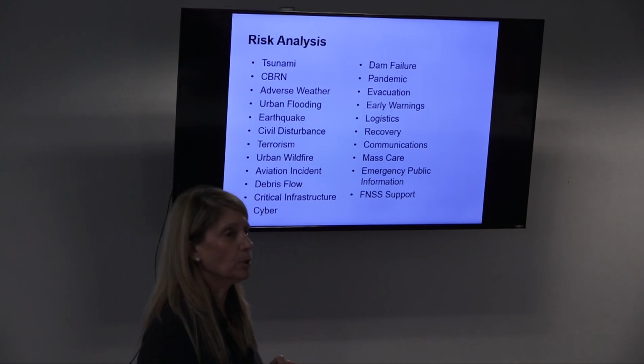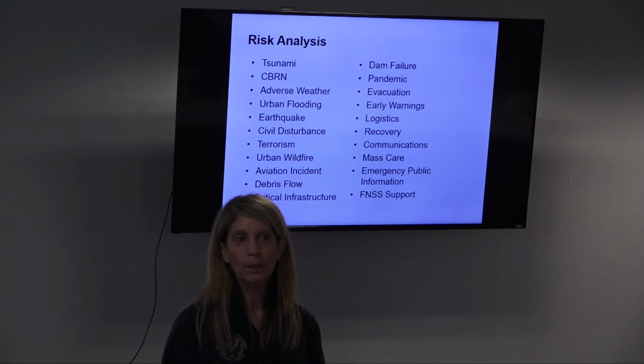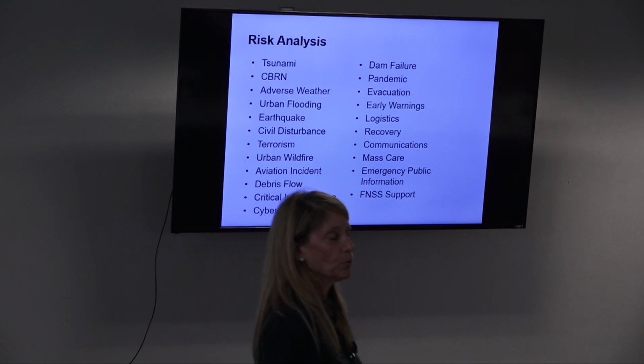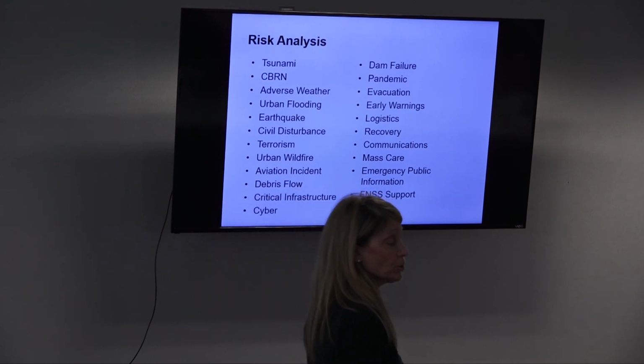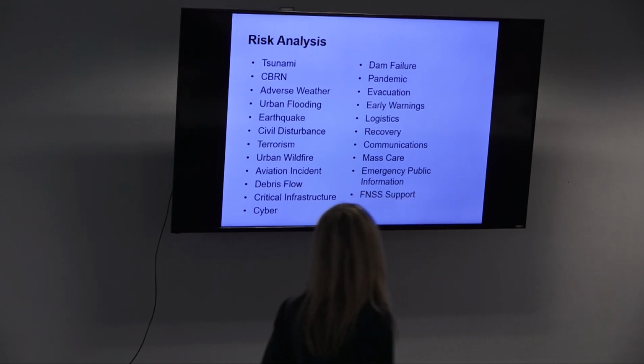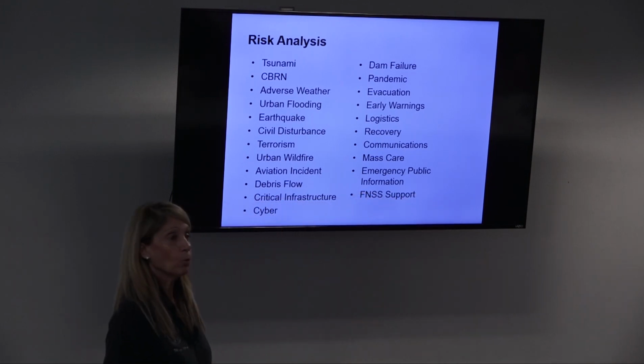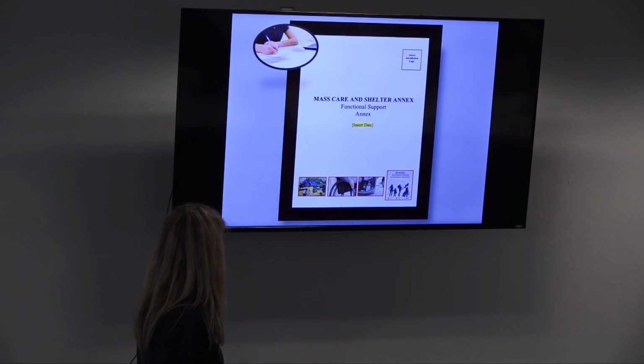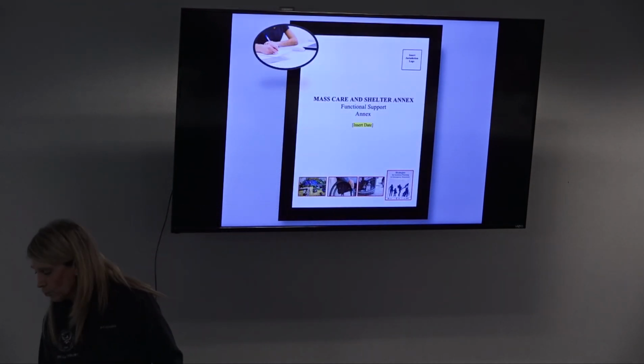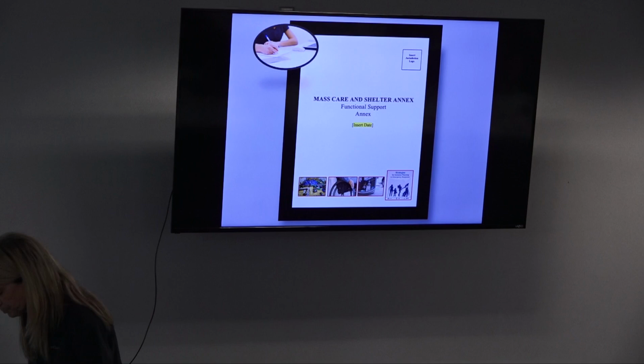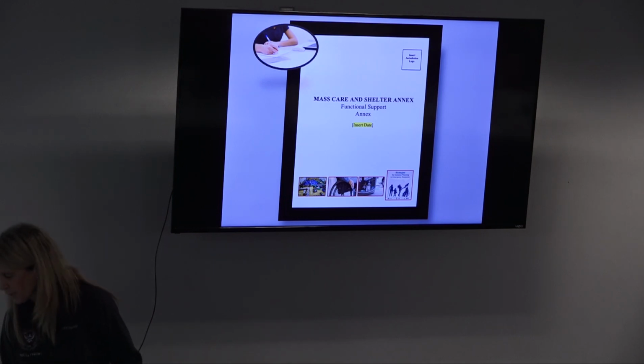It should be in the local hazard mitigation plan, and you should have a full description of your risks in your emergency operations plan. So those are the two areas. But luckily for this annex, we're only going to reference it. So right now we're going to start moving into the mass care and shelter annex.